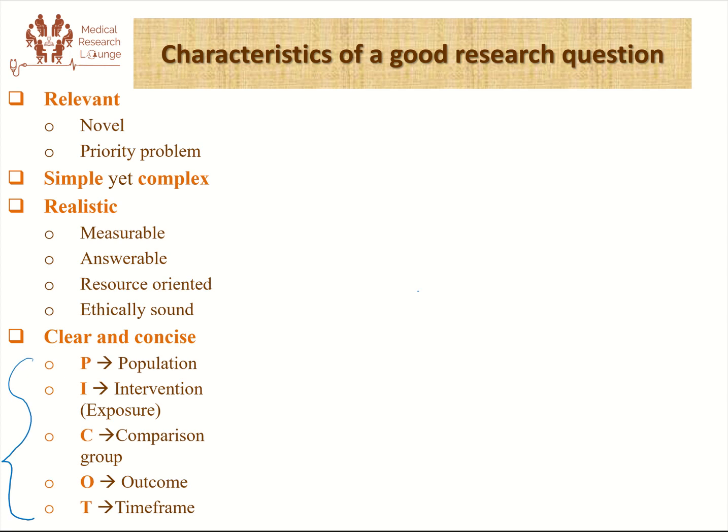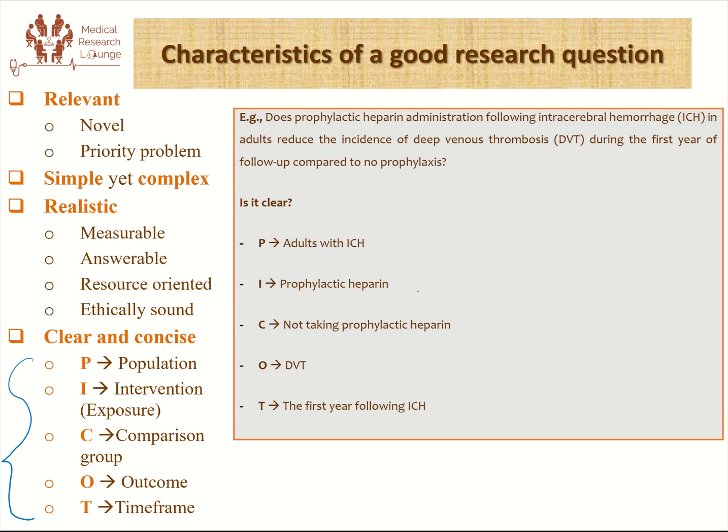And the PICOT framework is a very important framework that we should use even when we do a literature search, even for systematic review, meta-analysis, and umbrella review. So let's take our example. In this example, we know the population we're interested in studying. These are adults with ICH.